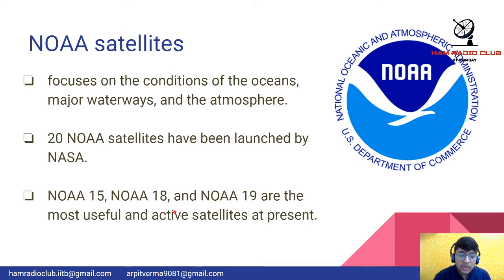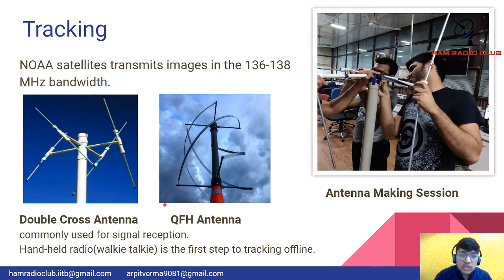Like today we are tracking NOAA 18. When you plan to track, you can search all these three satellites on N2YO, see the different passes and the elevation, and then decide which one to track. So this is about NOAA satellites. What is the equipment in general for NOAA satellites? As I showed you, NOAA satellites transmit images in the 136 to 138 megahertz band.